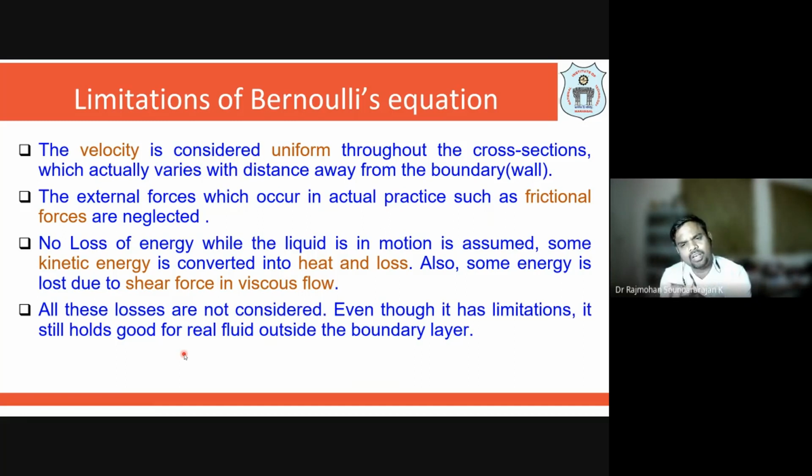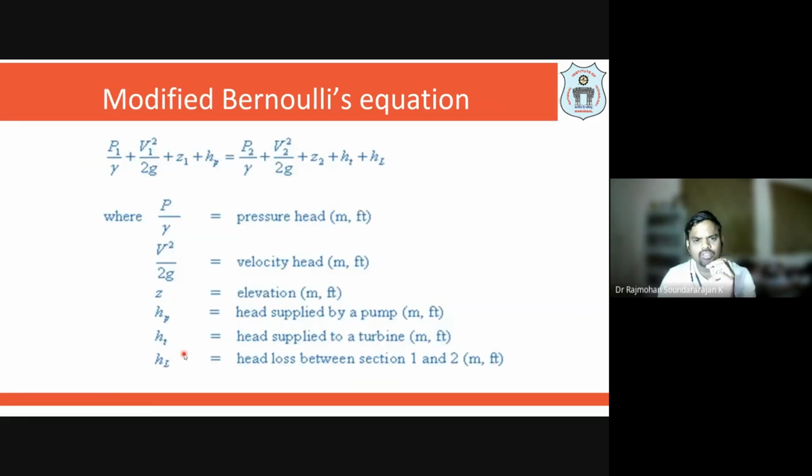Only near the solid boundary do these limitations have an effect. However, the Bernoulli equation is applicable for a system where you have a larger diameter, or where the distance between the two solid boundaries is large. That means a larger diameter if it is a closed conduit. So away from the boundary layer, the Bernoulli equation will still hold good. However, to take into consideration all these losses near the boundaries, because small diameter pipes have these limitations, we have a modified Bernoulli's equation.